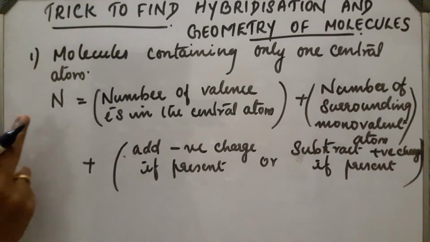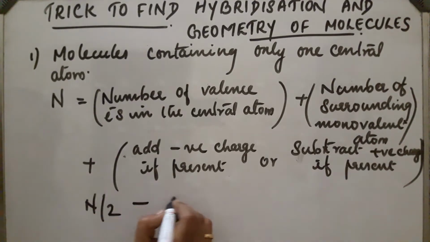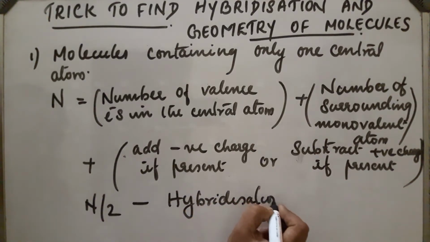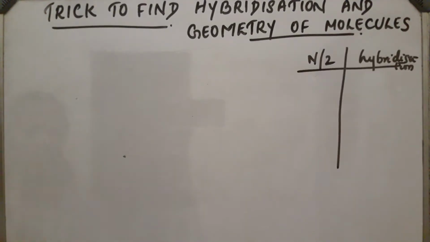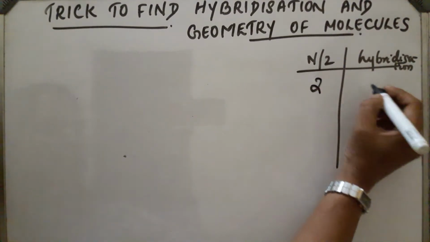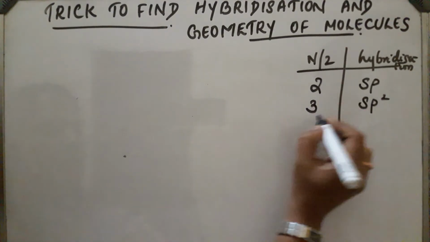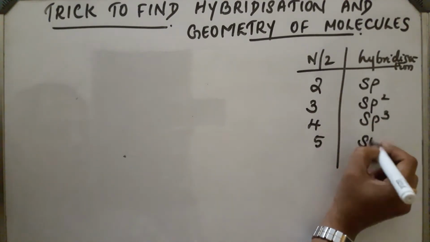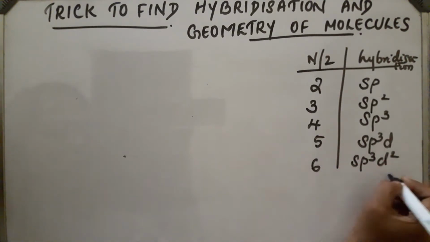First we have to find n, from which we find n by 2. Using this n by 2 we can find the hybridization. Next, how can we find hybridization using the n by 2 value? If n by 2 is 2 it means sp, 3 means sp2, 4 means sp3, 5 means sp3d, then 6 means sp3d2, and so on.